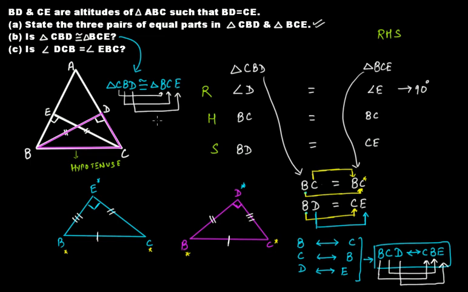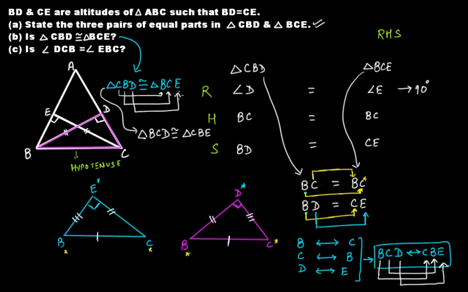You know why? Because I can even represent the congruency of this triangle as triangle BCD is congruent to triangle CBE. Why? Because I am fulfilling the correspondence in these two congruent triangles. That is why this order, that is the correspondence, becomes important. Now you can see that triangle CBD is congruent to triangle BCE. We have established it.